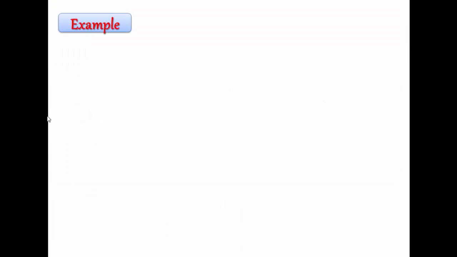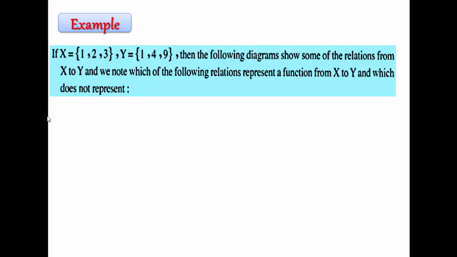What about taking an example to explain what I had told before? If x equals {1, 2, 3} and y equals {1, 4, 9}, then the following diagrams show some of the relations from x to y, and we note which of the following relations represent a function from x to y and which don't.